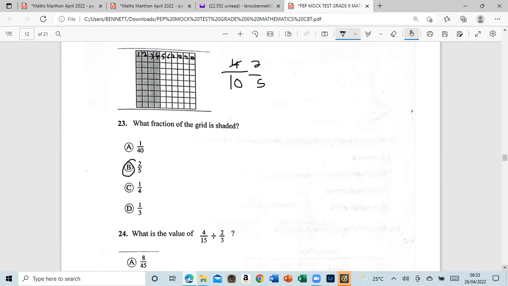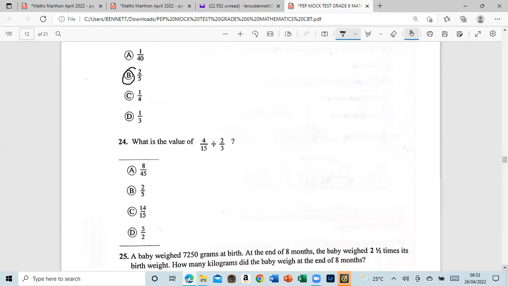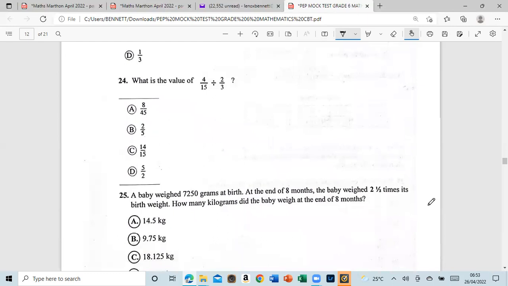Let's move on to 24. Remember guys, you're encouraged to try the questions. I hope you guys are trying, all right? What is the value of 4 over 15 divided by 2/3? What's the answer for that? And guys, if you can watch this video more than once before the exam, watch it in the morning, before you go out.